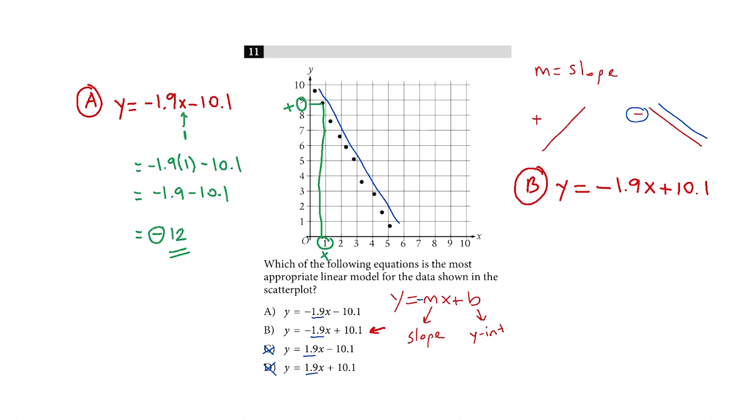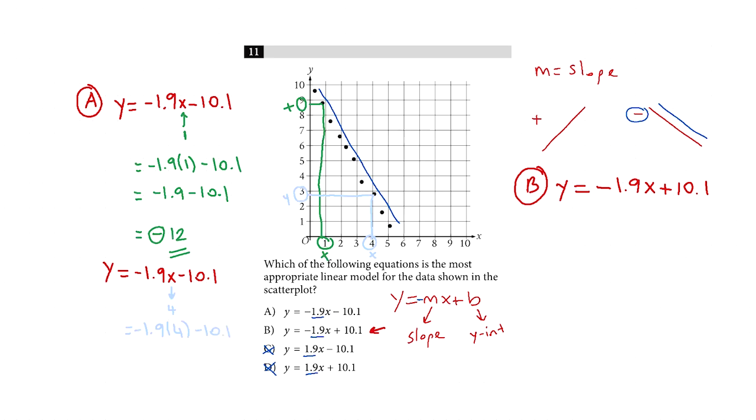So I will try one more time using another point to make sure I am not making a mistake. So negative 1.9x minus 10.1. That time I'm going to pick this point. So as you see, it's going to be 4 on the x-axis, and then the y value should be around 3. So it is my x. I substitute 4 for x here. It's gonna be negative 1.9 times 4 minus 10.1.